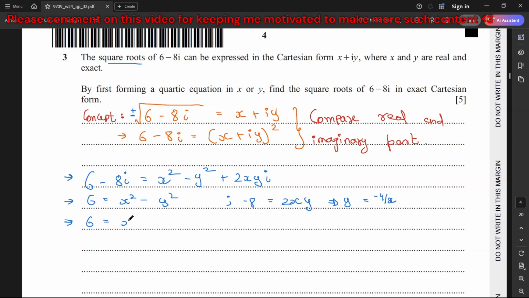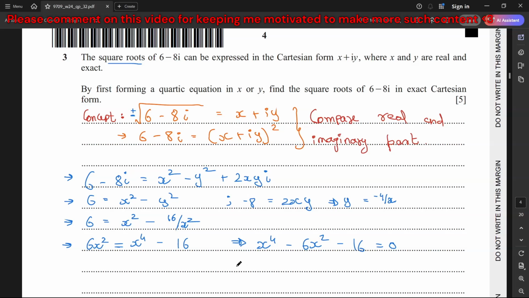6 is equal to x squared minus y squared. So what is the square of 4 over x? That is 16 over x squared. And now we can multiply x squared on both sides. So we get 6x squared equals x power of 4 minus 16. And now let me take 6x squared to the right hand side. So x power of 4 minus 6x squared minus 16 is equal to 0. So from here we are going to get two solutions for x, and one will be the positive square root and one will be the negative square root.